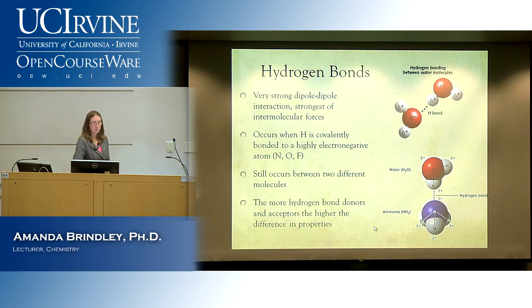Now, the more hydrogen bond donors and acceptors, the higher the difference in properties. Okay? So this means something like water, where you have two, is going to have a very high amount of hydrogen bonding, where maybe something that doesn't have as many hydrogen bond donors or acceptors would have less. And you have some really big examples of that when you get to your worksheet, where you can go through and circle all the places where it's possible to hydrogen bond in your discussion.